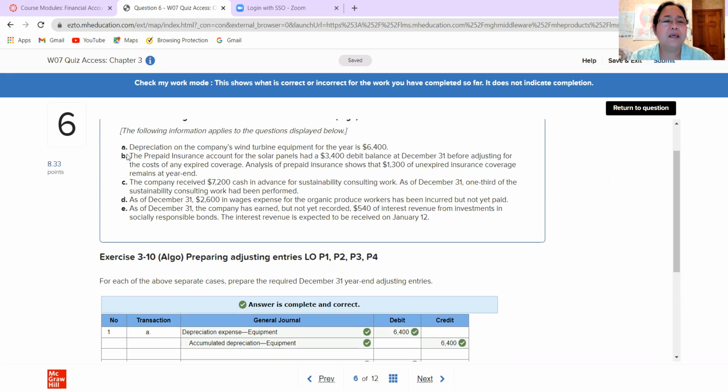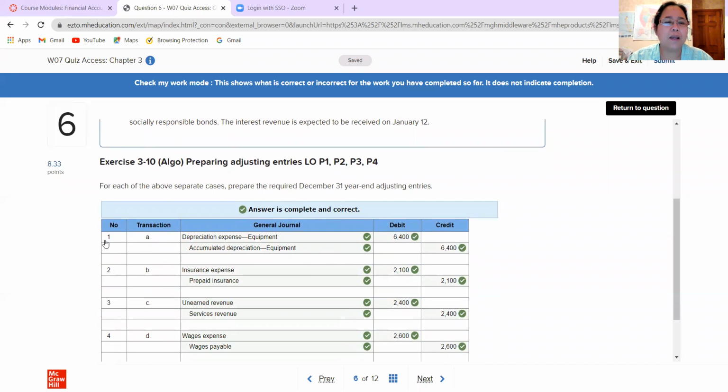First is A, depreciation on the company's wind turbine equipment for the year is 6,400. So in my general journal, in number 1, transaction A, I entered depreciation expense for equipment, and I entered 6,400 in the debit side, and then I picked the accumulated depreciation for the equipment, and I entered 6,400 in the credit side.